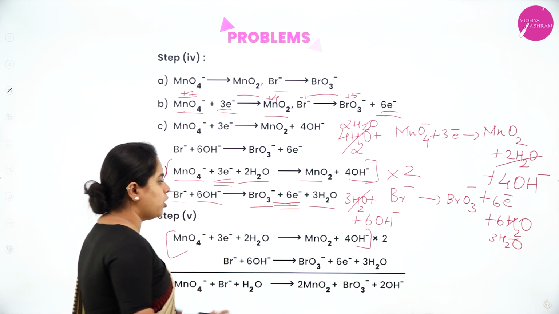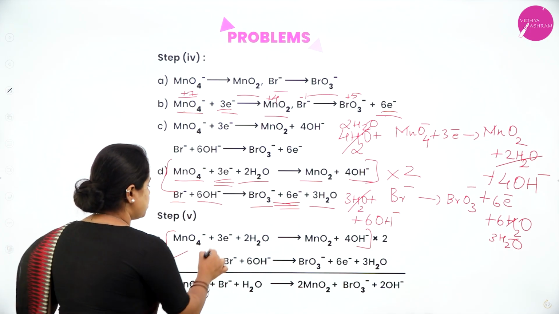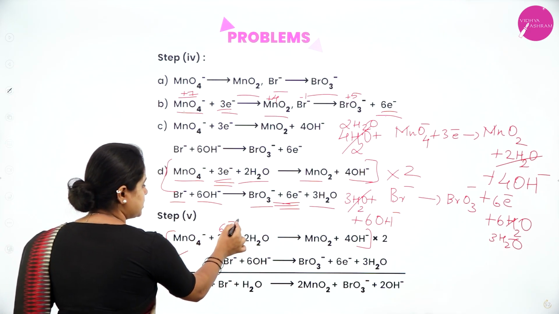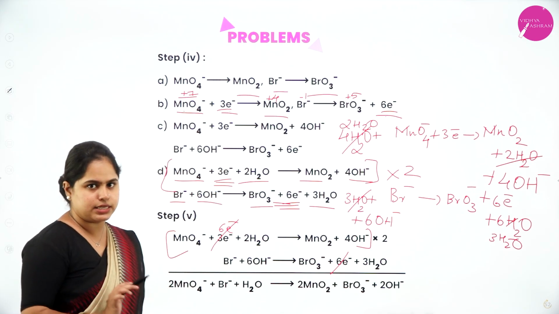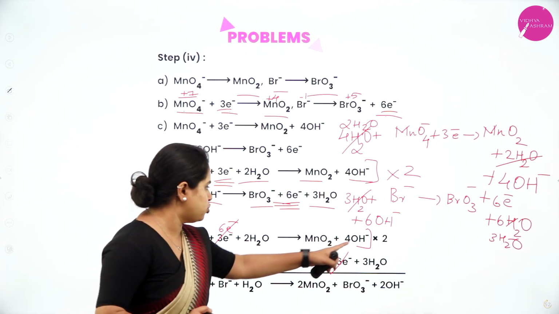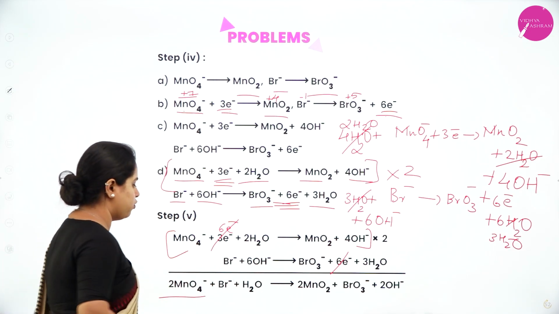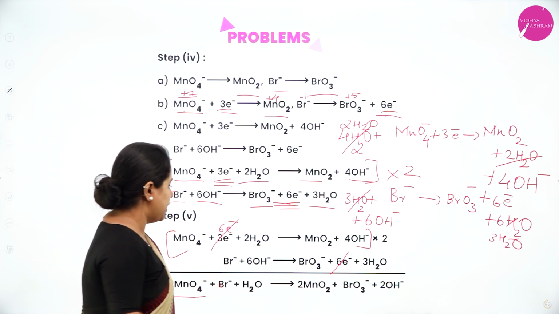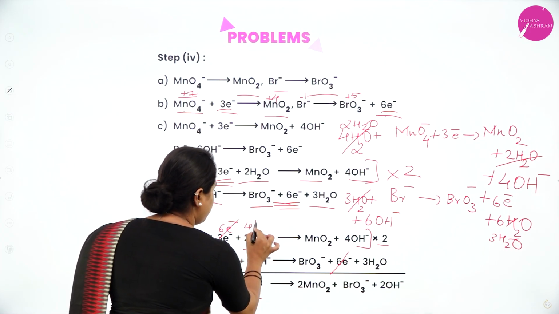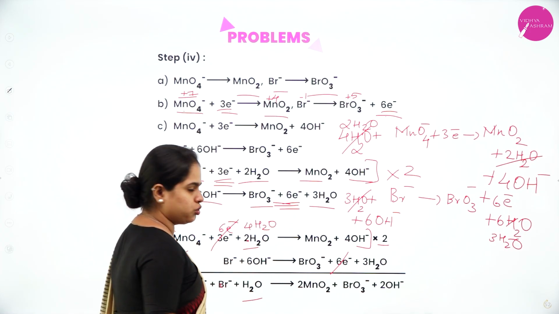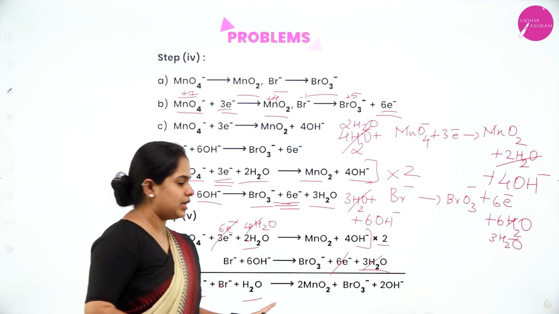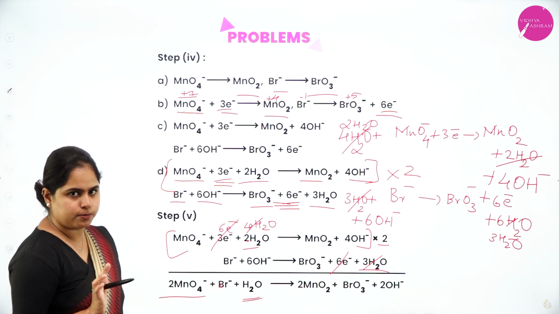So the number of electrons, 3 into 2, will be 6 here. The whole reaction we are multiplying by 2, right? So this 6 electrons and this 6 electrons get cancelled. Now the rest of it we are going to add together and write. Into 2 means 2 MnO4 minus plus Br minus plus H2O. Where did this H2O come from? 2 into 2 will give you 4H2O, and on the product side you have 3H2O. So the 4H2O and 3H2O will cancel and you will get just one molecule of water. I hope it is clear.